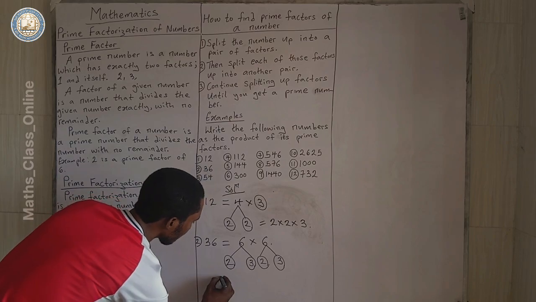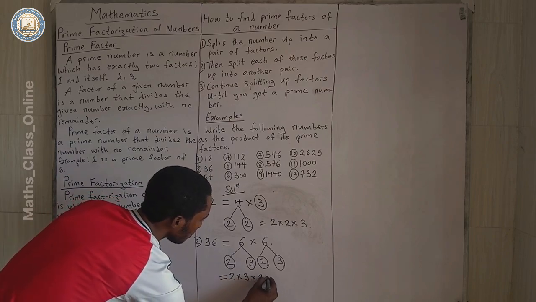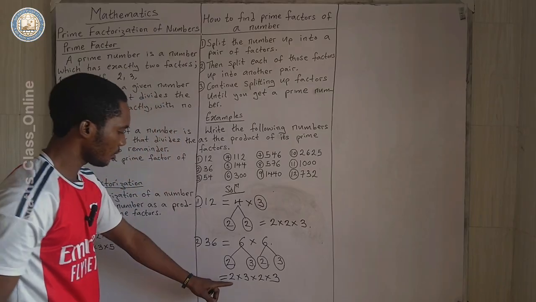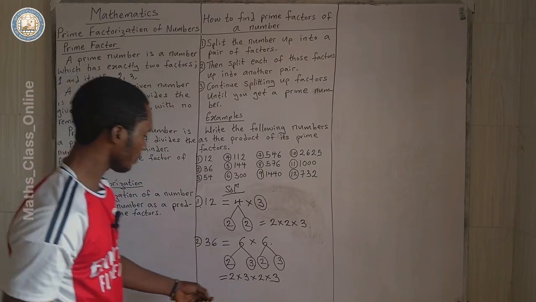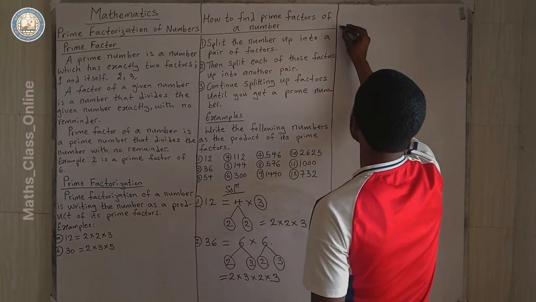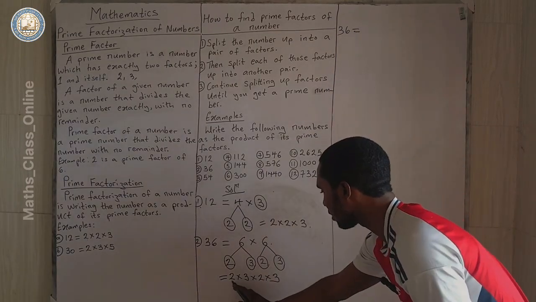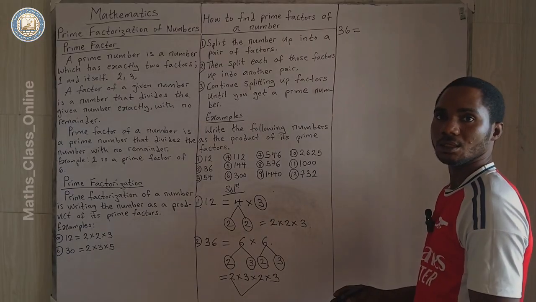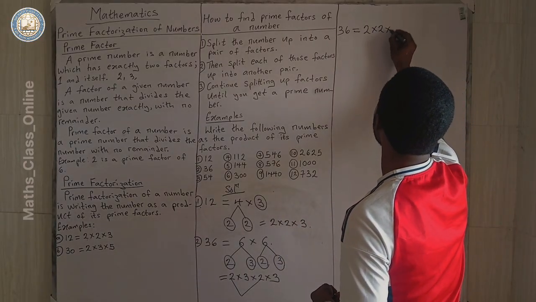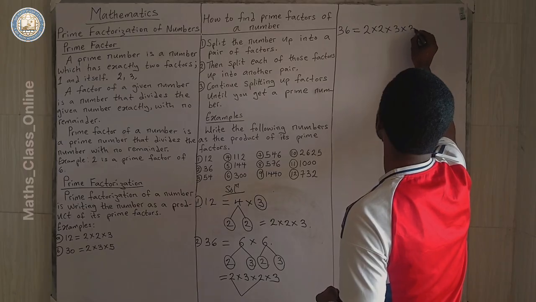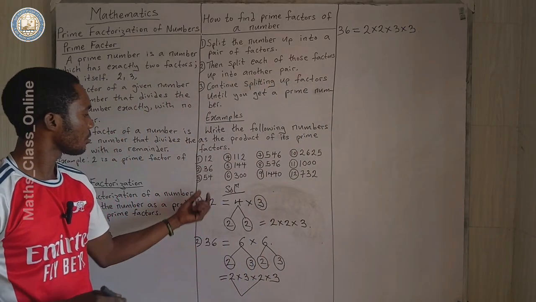We have this to be 2 times 3 times 2 times 3. But let's arrange them in order. 36 is equal to, how many 2s do we have here? That is 2, 2. 2 times 2 times 3 times 3. The next example, 54.